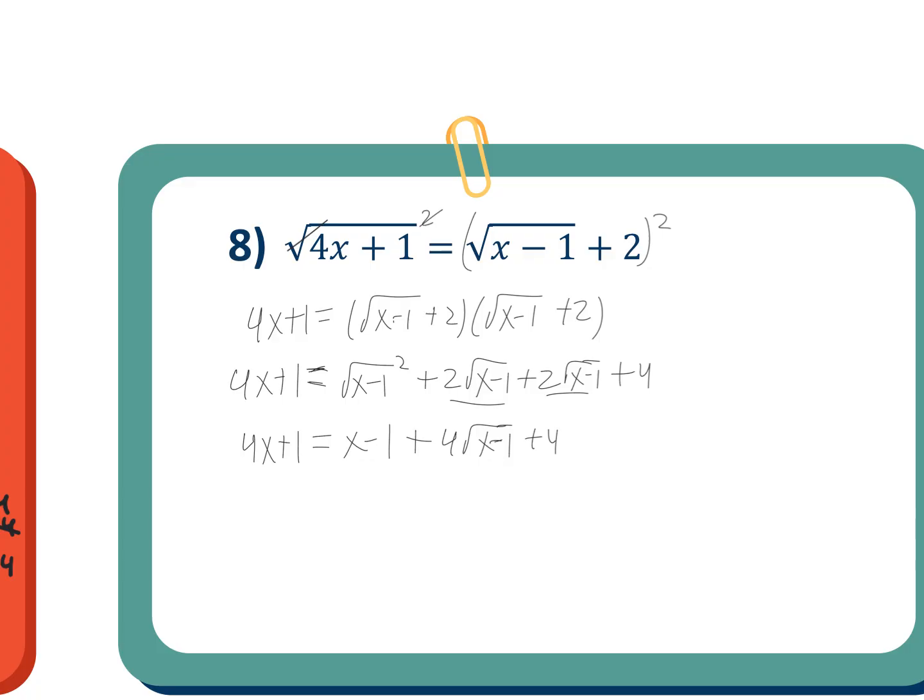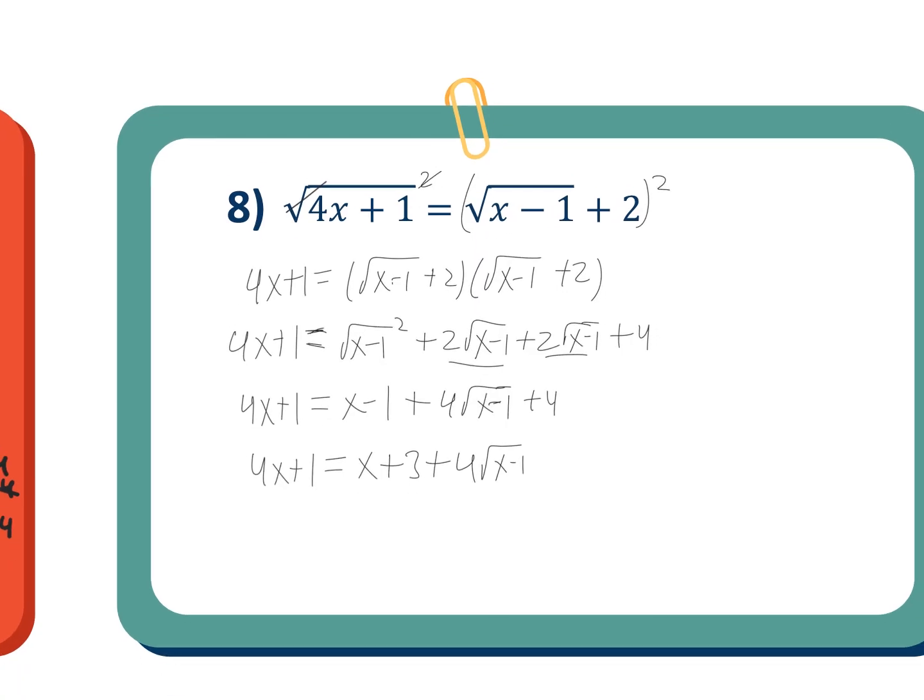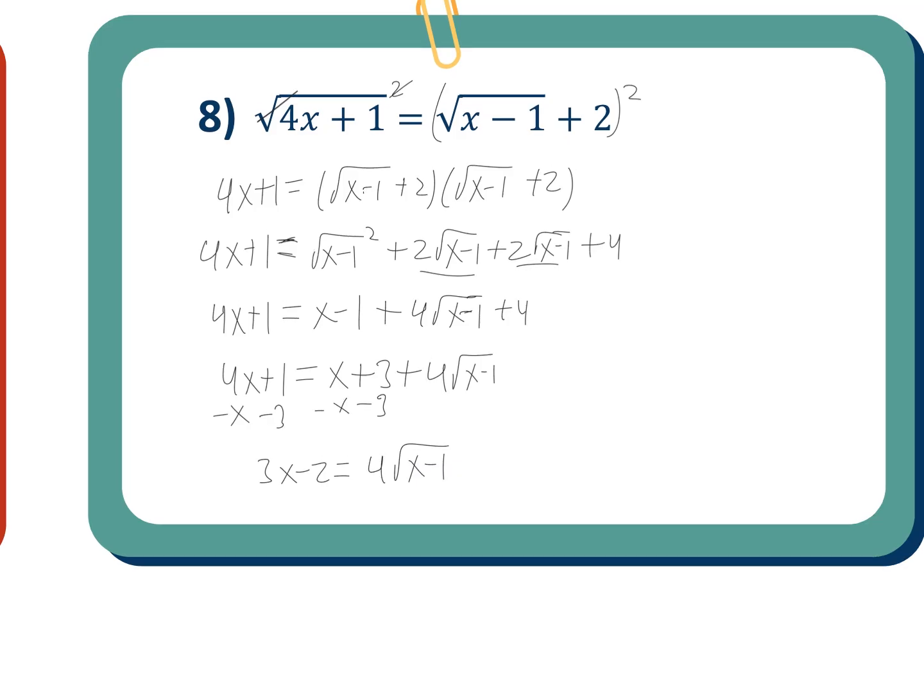All right, so I can combine like terms again. This is going to get me 4x plus 1 equals x plus 3 plus 4 square root of x minus 1. And then I can subtract x and then subtract 3. And this is going to get me 3x minus 2 equals 4 square root of x minus 1. And then lastly, I can divide by 4.